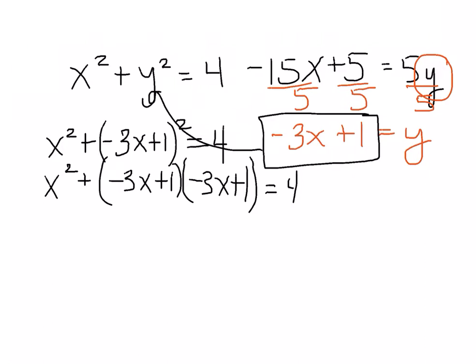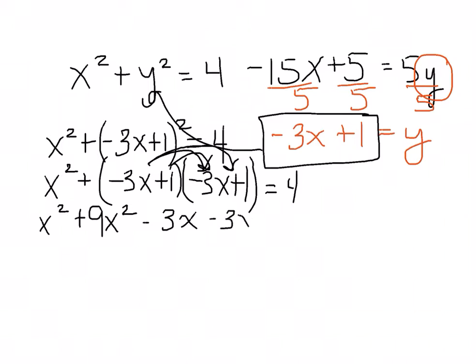Okay, it should be where you have to FOIL those two things. So what is negative 3x times negative 3x? 9x squared, good. What's negative 3x times 1? Negative 3x. What's 1 times negative 3x? Negative 3x. And 1 times 1 is? If I combine like terms, what's 1x squared plus 9x squared? 10x squared. What's negative 3x minus 3x?